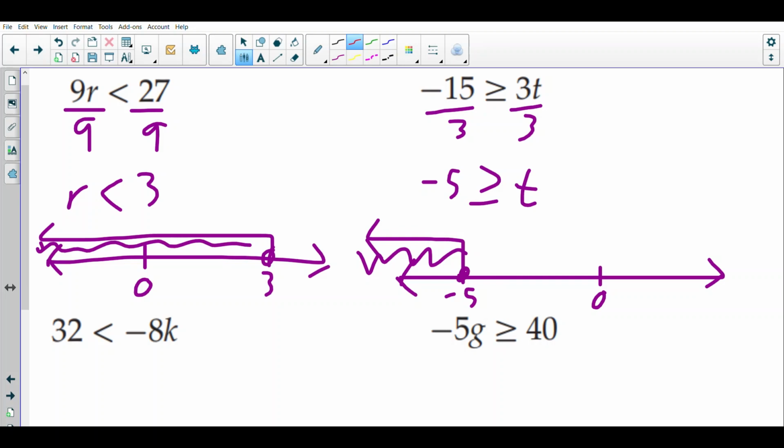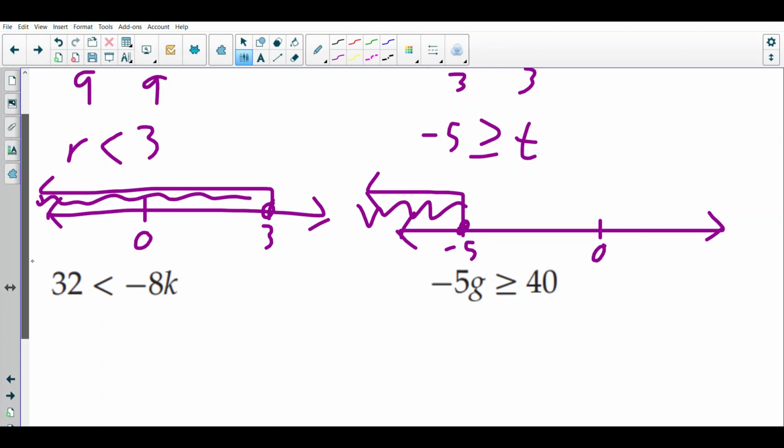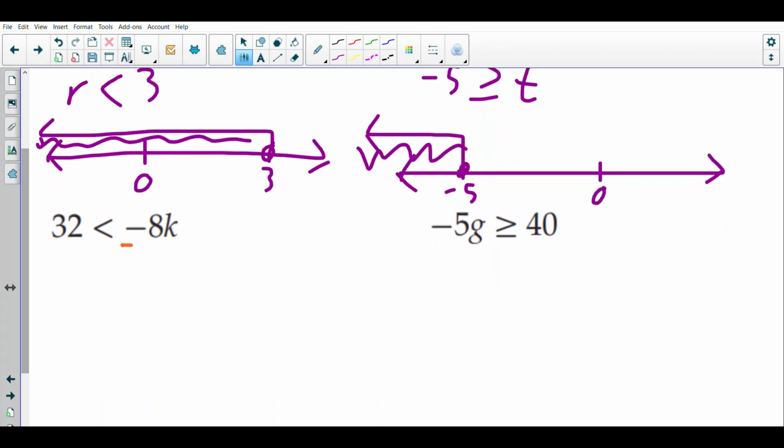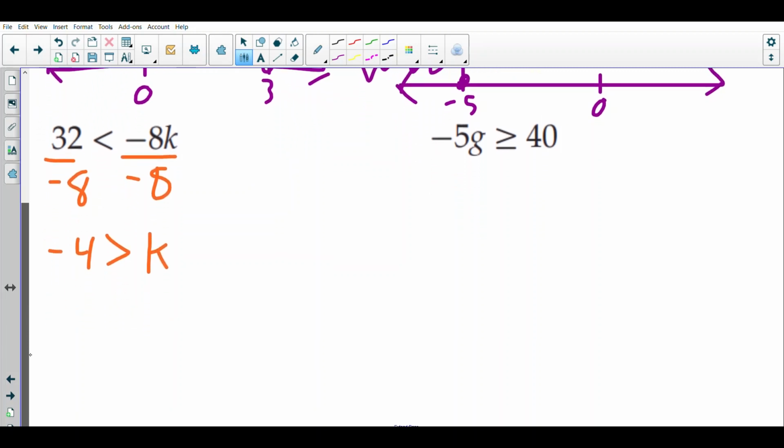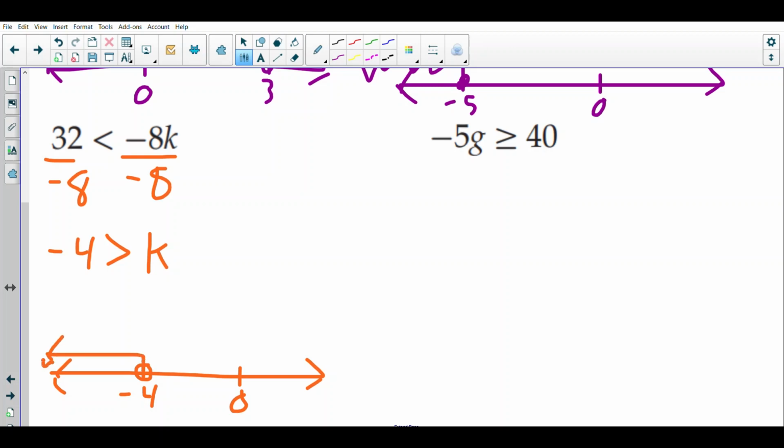Okay, I'm going to change colors up. I'm going to go orange here. Okay, so 32 is less than negative 8k. So divide by negative 8 on both sides. I divide by a negative, so my symbol switches. So I get negative 4 is greater than k. So here we go. Arbitrary 0, negative 4. It's going to be an open circle, and variable's on the right, so I go opposite of what's there. So I go to the left.